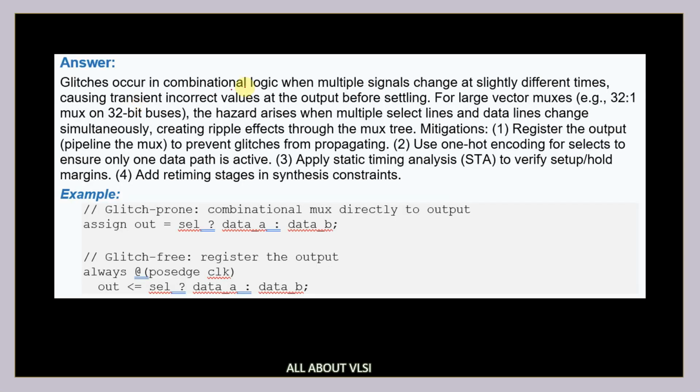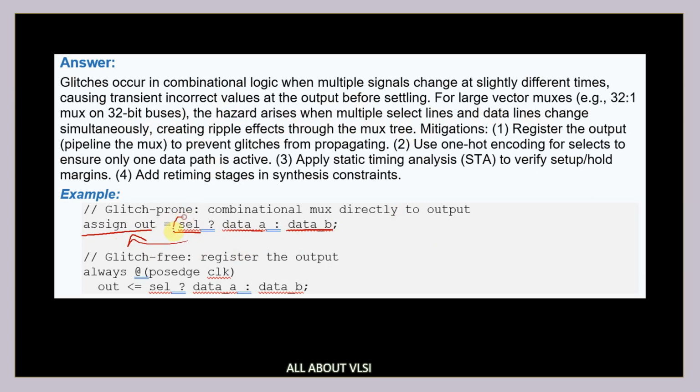So basically, glitches occur in combinational logic when multiple signals change at slightly different times, causing transient incorrect values at the output before settling. For example, if I'm going to have a large 32 cross 1 mux on 32-bit buses, the hazard arises when multiple select lines and data lines change simultaneously, creating ripple effects through the mux tree. For example, if I'm going to have a particular code like this, assign out is equal to select, depending upon my select, I'm going to decide which particular data should be given to your output.